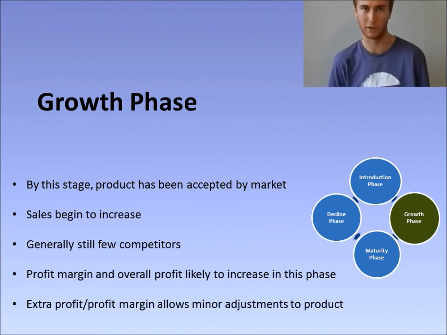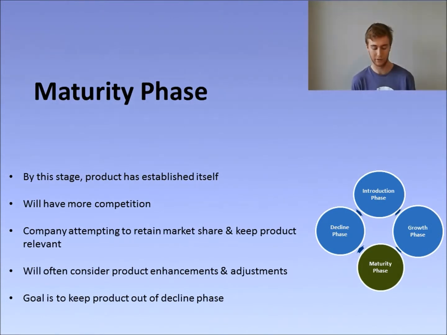When in the maturity phase, the product will have established itself on the market and the manufacturer will be attempting to retain their market share. Manufacturers will often consider product enhancements and adjustments in this phase to keep their product relevant and to stop it from moving on to the decline phase.